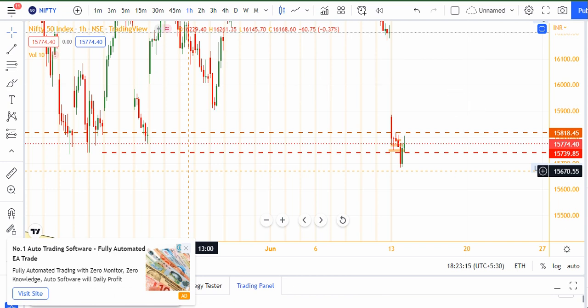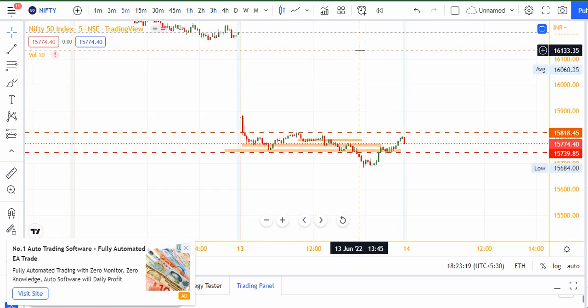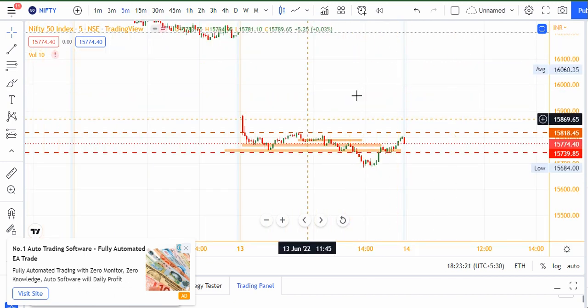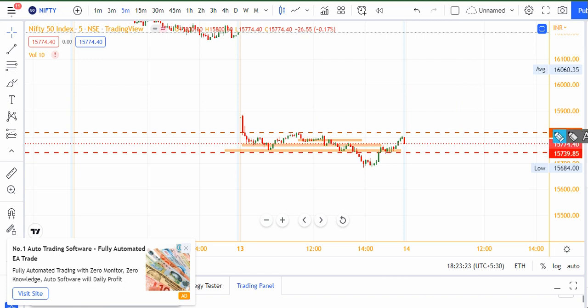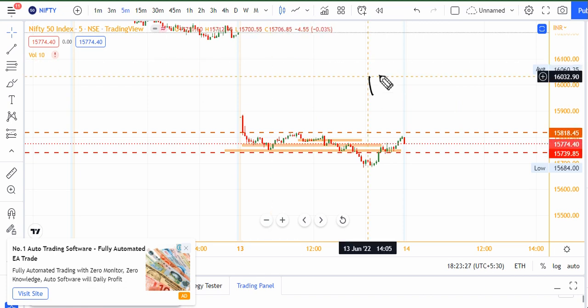Let us see on the 5 minute time frame what the three important levels are. I'll tell you the importance. So the three levels are 15,915, 15,818, and 15,684. Now what if the market opens flat?